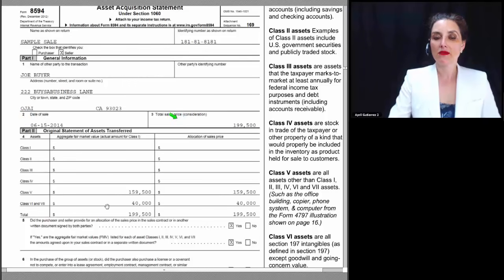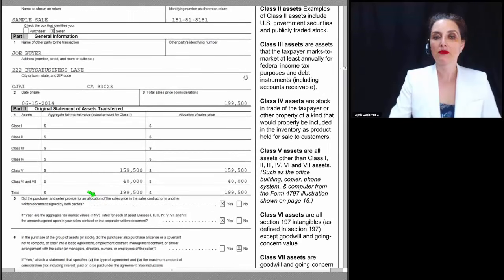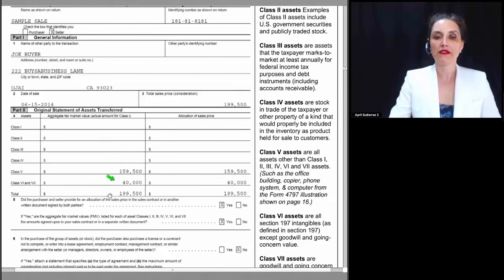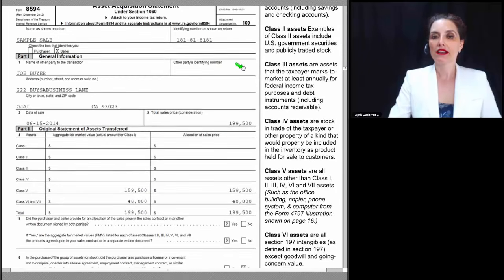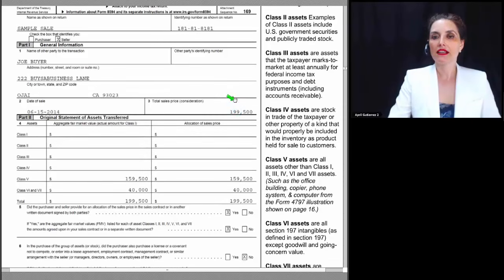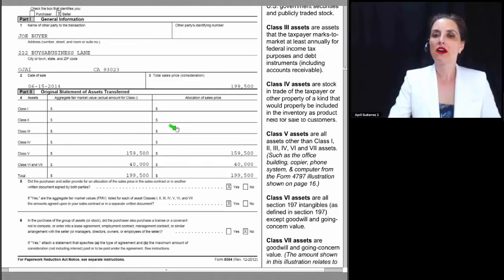Now, once you've got the sales price down, it's time to allocate that sales price of $199,500 between all of the assets that were sold. And the IRS says you need to identify the assets as Class 1, 2, 3, 4, 5, 6, or 7 assets. Class 1 assets are cash and general deposit accounts, including savings and checking accounts. Class 2 assets are U.S. government securities and publicly traded stock. Class 3 assets are assets of a type that the taxpayer marks to market at least annually for federal tax purposes. Class 4 assets are stock in trade of the taxpayer, in other words, inventory.